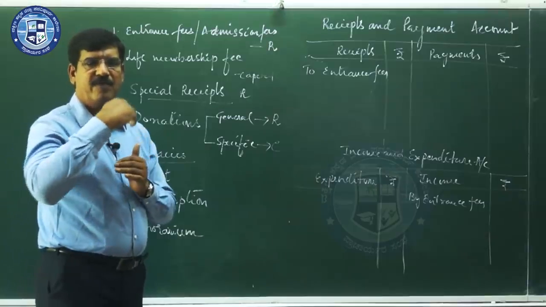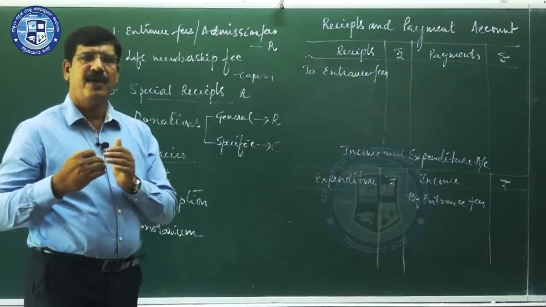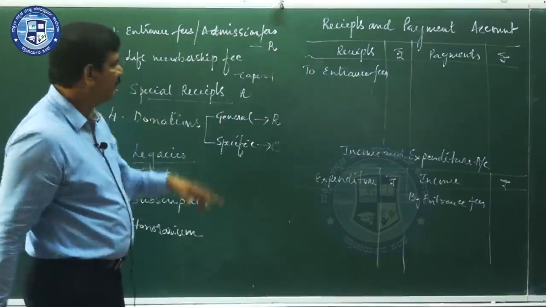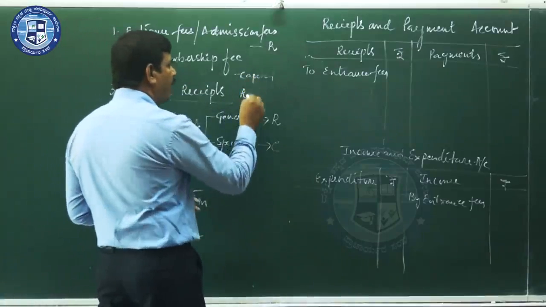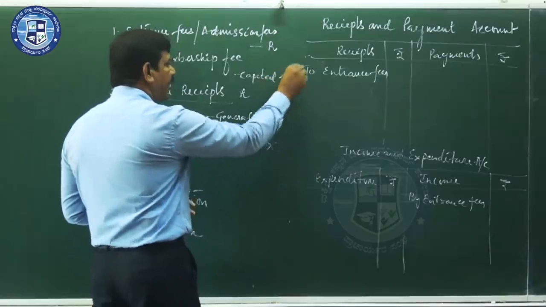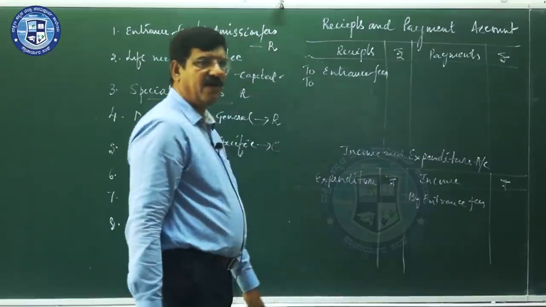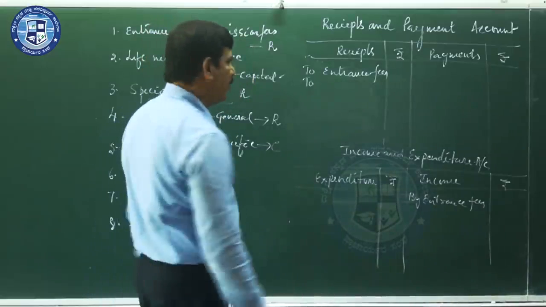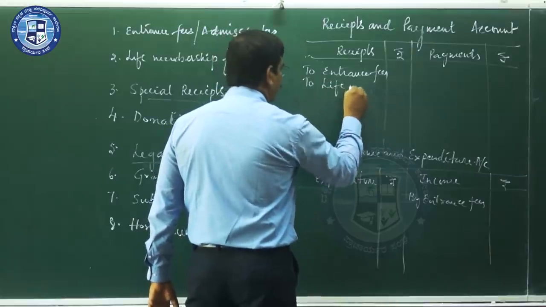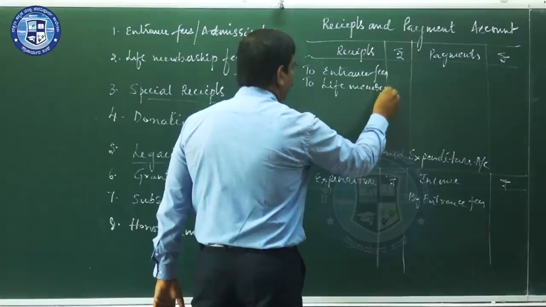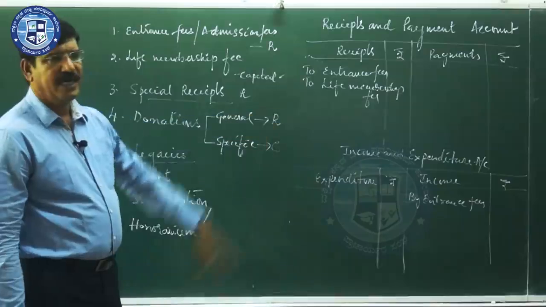Instead of paying the membership fee annually or every year, a member can pay the entire amount in one lump sum. That is called life membership fees. It is not recurring in nature, that's why we have to consider it as a capital item. So in the receipts and payments account we record both capital and revenue items. Life membership fees is a receipt, so it is recorded on the receipt side.